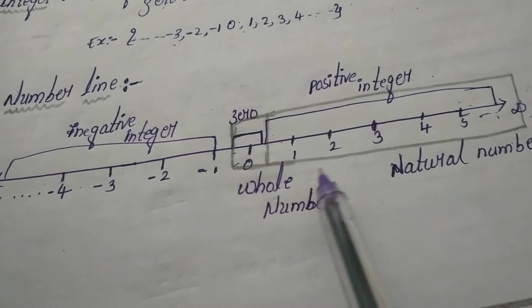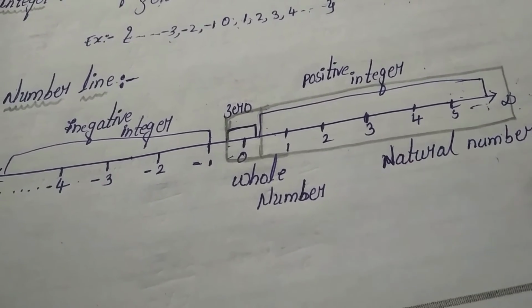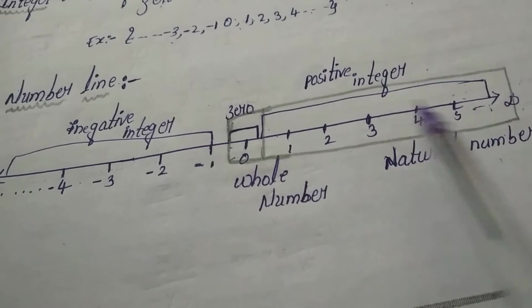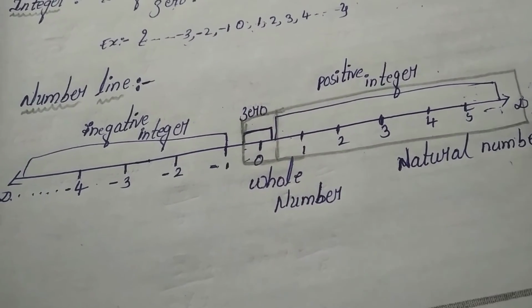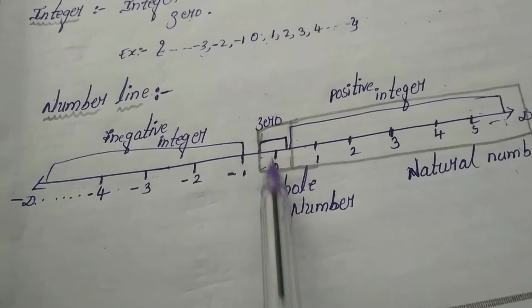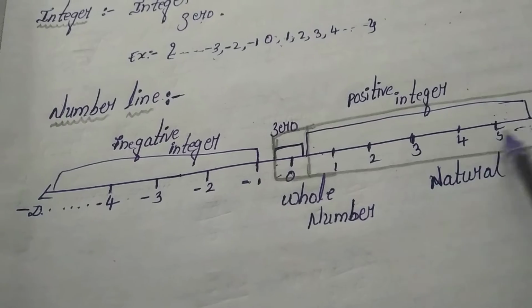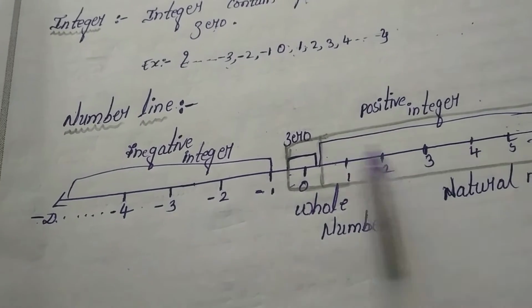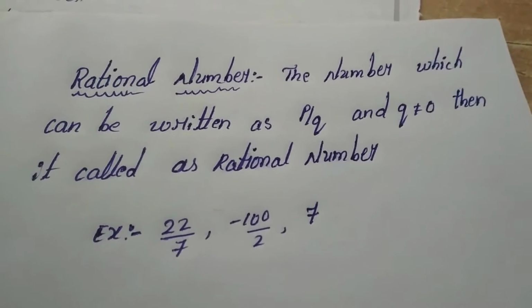One thing to note: the numbers from 1 to infinity are called natural numbers. The numbers which start from 1 up to infinity are natural numbers. Just add 0 here. As we combine the 0, they all become whole numbers, and the whole numbers along with the negative numbers are called integers. Okay, let's move on to our chapter.